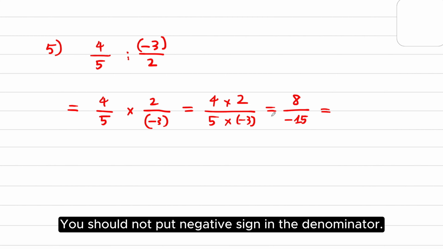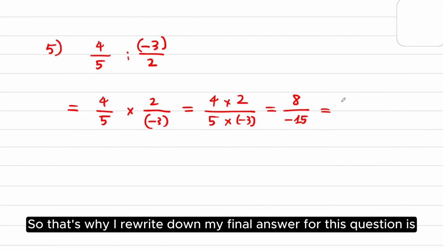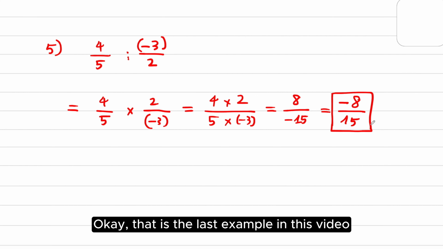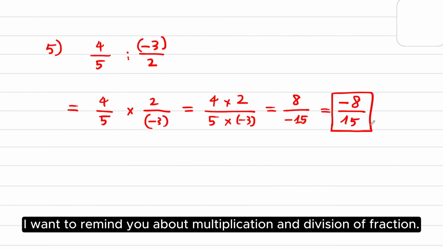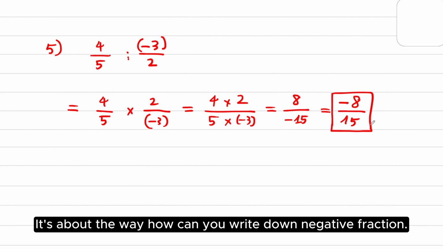So I told you, you should not put the negative sign in the denominator, you should put it in the numerator. So that's why I will write down my final answer for this question as minus 8 over 15. Minus 8 over 15. Okay, that is the last example in this video, and after this one I want to remind you about multiplication and division of fractions, and more importantly, about the way you write down a negative fraction.